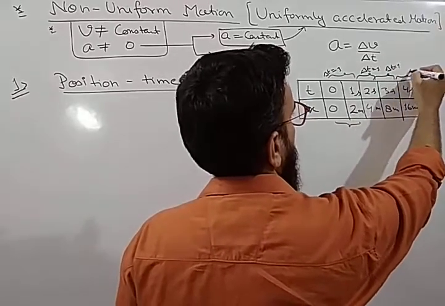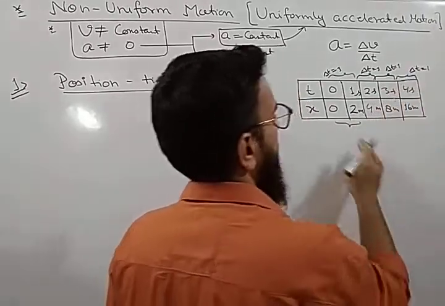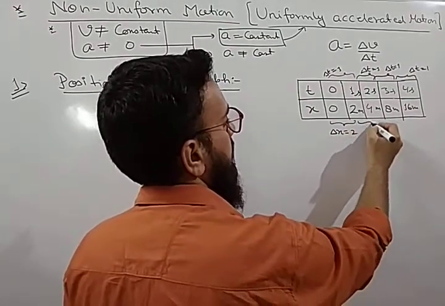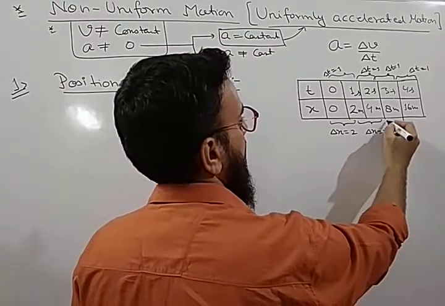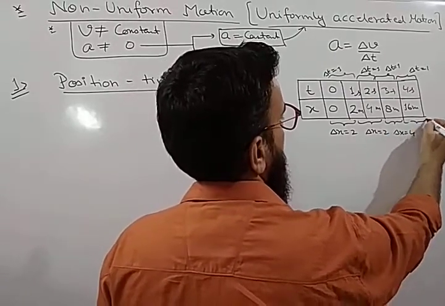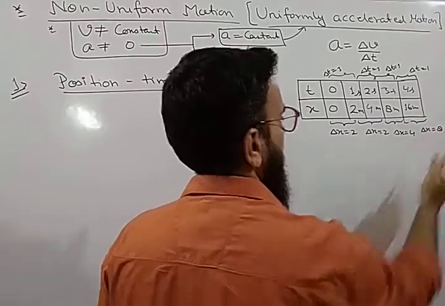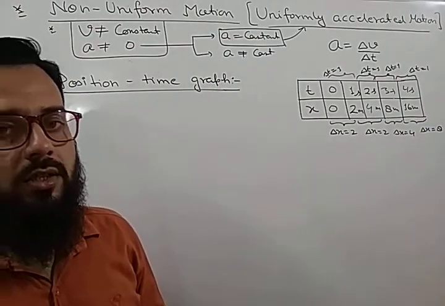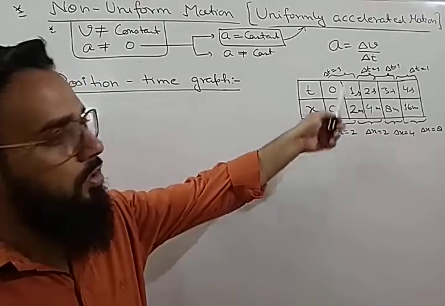And this is also delta t is equal to 1. But the displacement, that is delta x, here it is 2. In this case also it is 2. But in this case, here delta x is equal to 4. Now in this case, delta x is equal to 8. It means the change of position is not constant, so the motion is non-uniform.